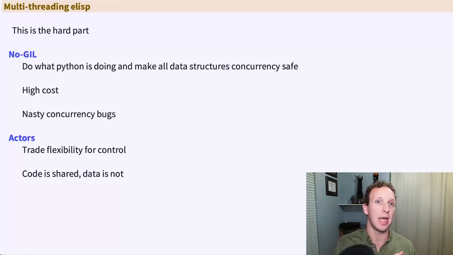The other option is actors, which are a really known way to approach this, where you trade some of that flexibility that you get with fully concurrent for more control. And code and functions are shared between all the different threads, but data has to be passed along channels between different actors.